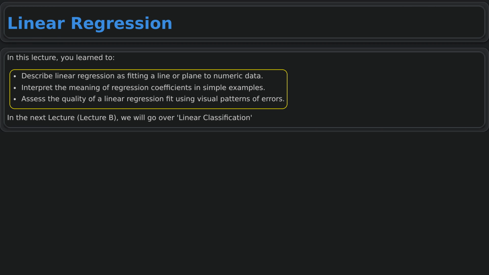In this lecture, you learn to describe linear regression as fitting a line or plane to numeric data, interpret the meaning of regression coefficients in simple examples, and assess the quality of a linear regression fit using visual patterns of errors. In the next lecture, Lecture B, we will go over linear classification.